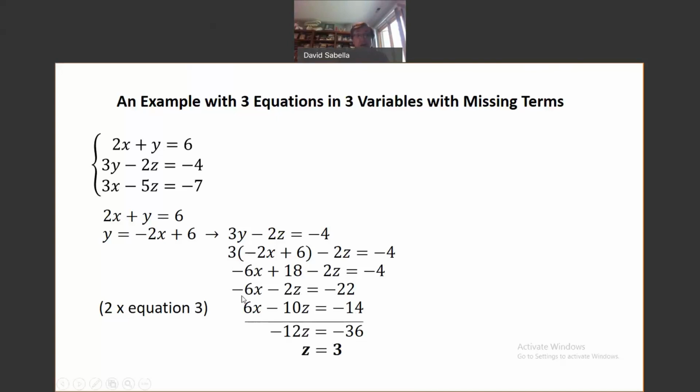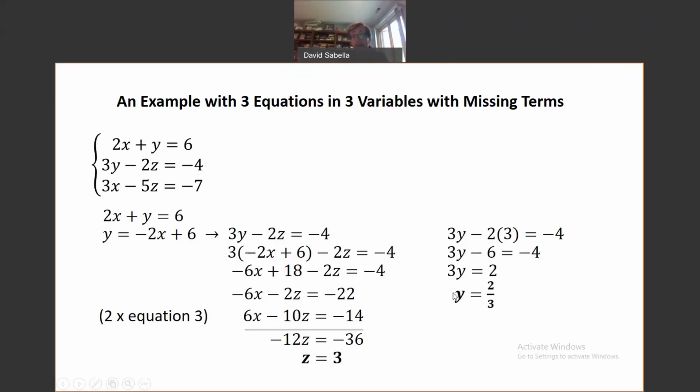Then I just need to find y, which we can do by plugging it in, or did I find x first? No, I found y. So I got 3y minus 2z equals negative 4, and I plugged the 3 in for the z. That gave me 3y minus 6 equals negative 4. 3y equals 2 when I add 6 to both sides, and I get a fraction. I got a fraction as an answer, but I can't help it.